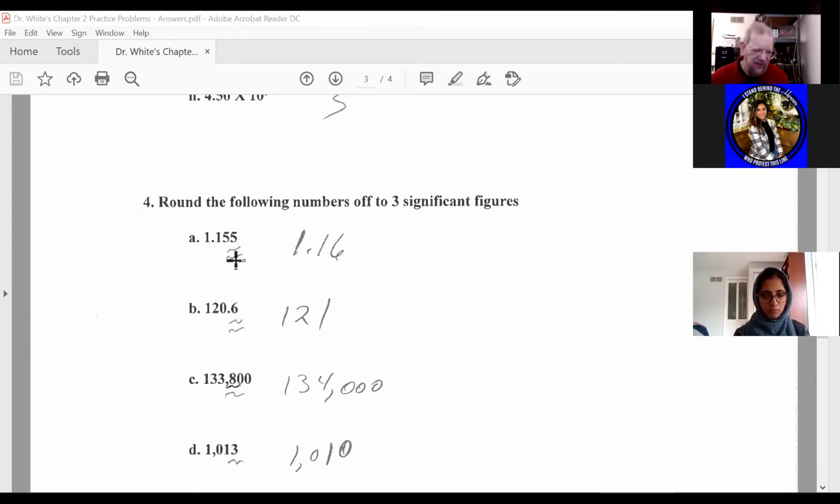All right, A, round this off to 3 significant figures. Keep the 1, keep the 1, keep the 5. The one to round off is 5, that's 5 or higher, you drop that. The number in front you increase by 1.